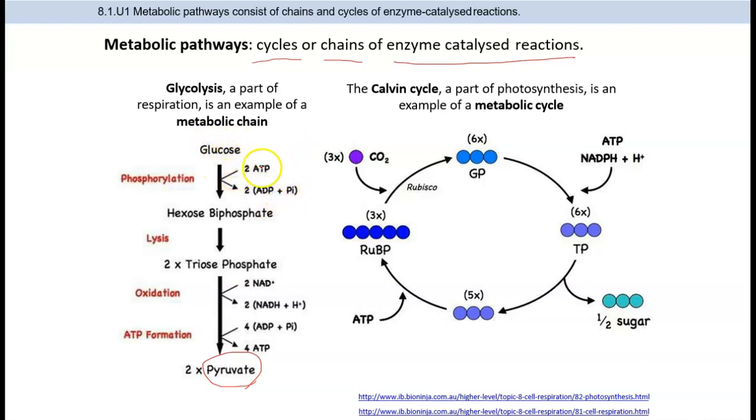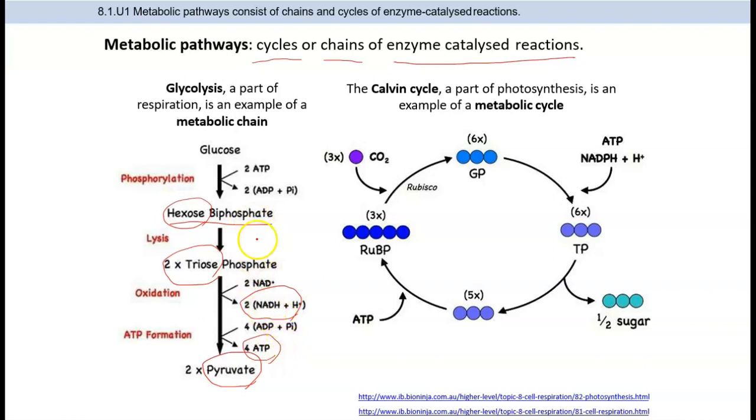And glucose, by the usage of 2 ATP at the beginning, converts to a molecule which is hexose biphosphate, and then this hexose becomes 2 triose, and these 2 triose biphosphate can be converted into 2 pyruvate at the end, and the production would be 4 ATP and 2 NADH.